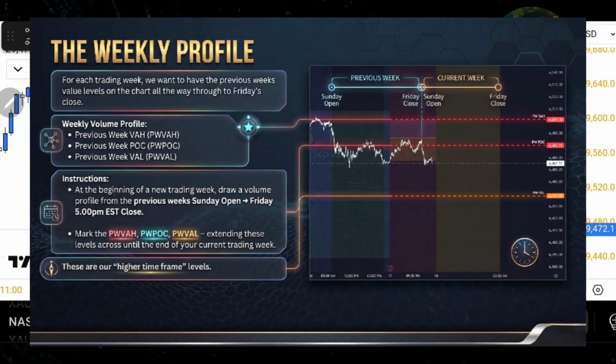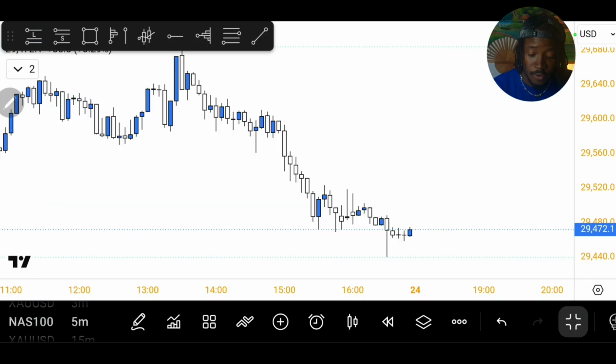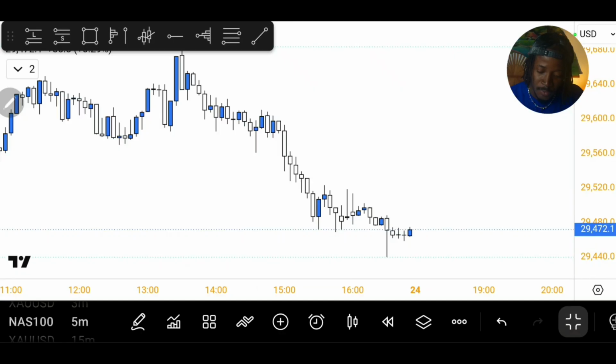So we are going to start by drawing the previous week volume profile. This is very important, and you're going to be amazed how well these levels work going into next week, or going into the future, depending on when you're watching this video. You would see that this level holds a lot of market price and power.